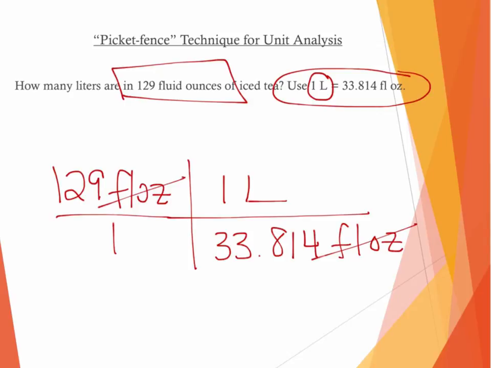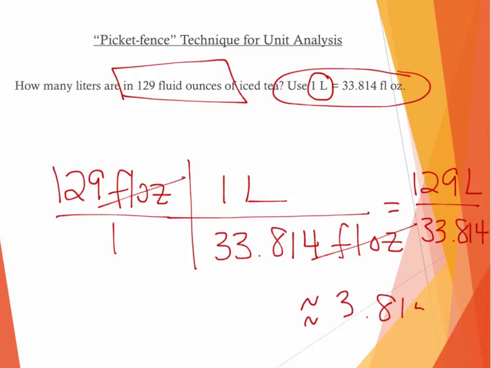So I have 129 times 1, which is 129 liters over 33.814. And I'm going to write that into 3 decimals since that's what I have here. 129 divided by 33.814 is equal to approximately 3.815 liters.